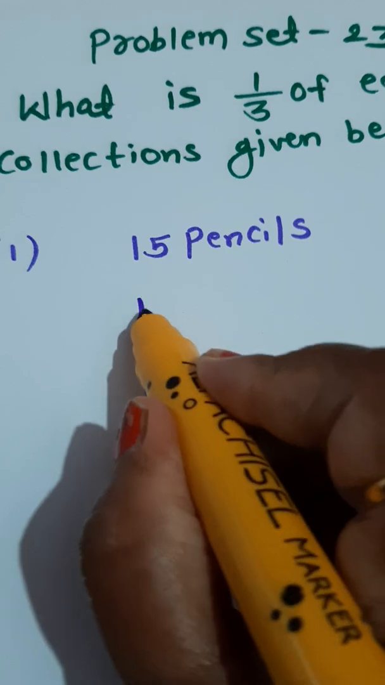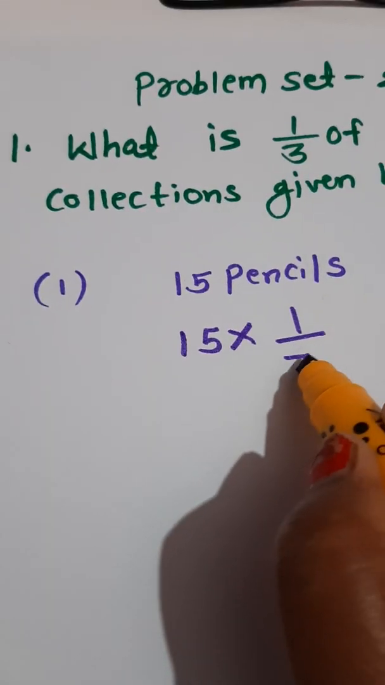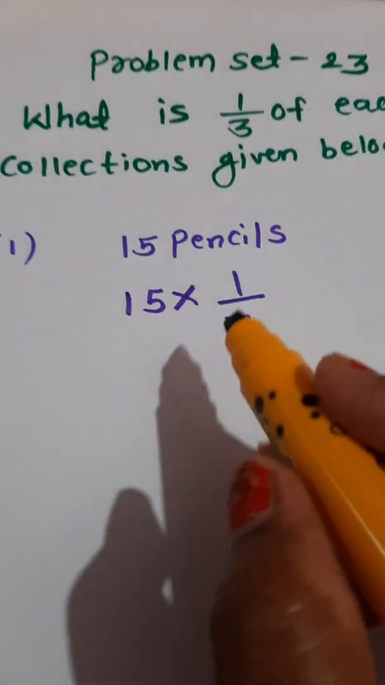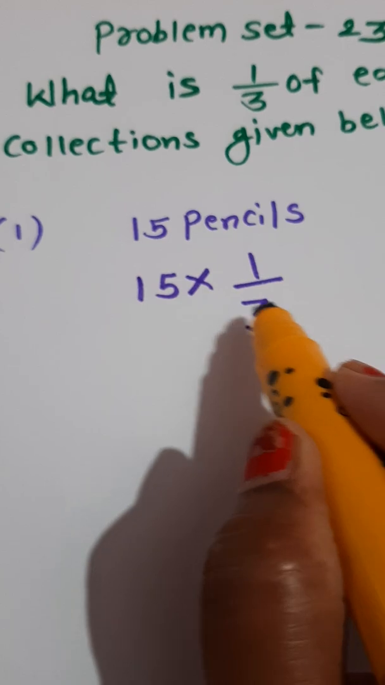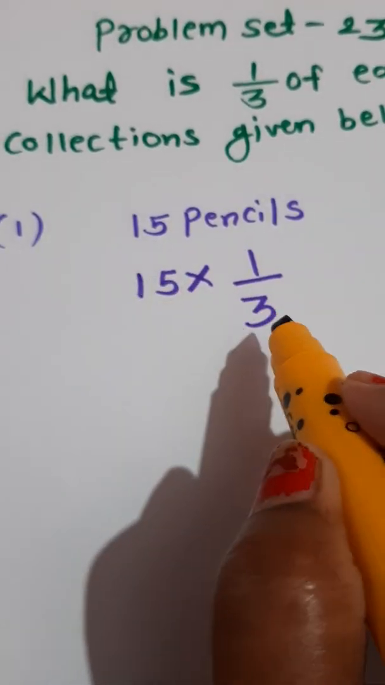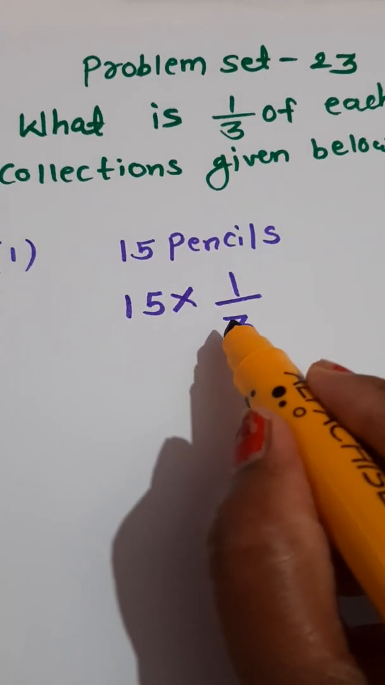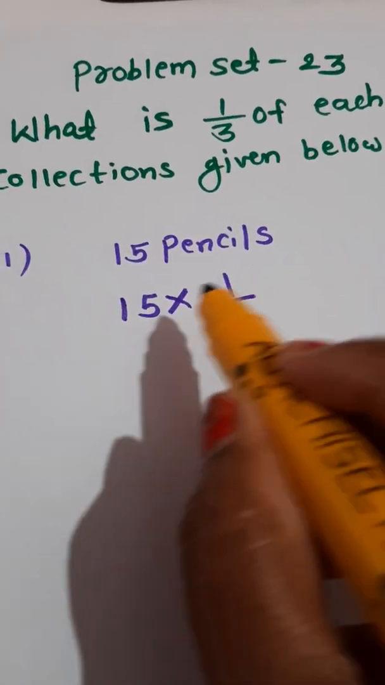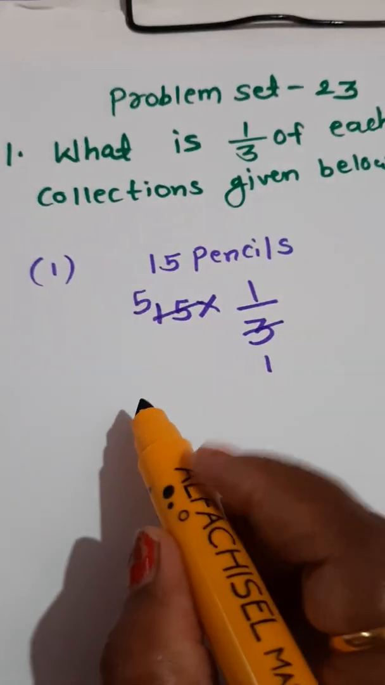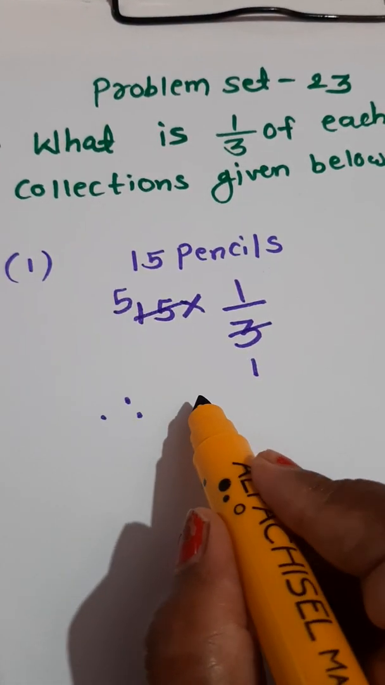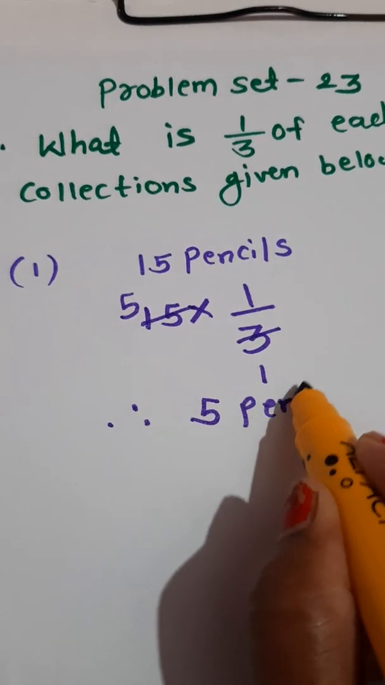15 into 1/3. 1/3 means 1/3. When the multiplication sign is here, you can divide in a slant way or vertically. So here 3 ones are 3, 3 fives are 15, 5 ones are 5. So 1/3 of 15 pencils is 5 pencils.